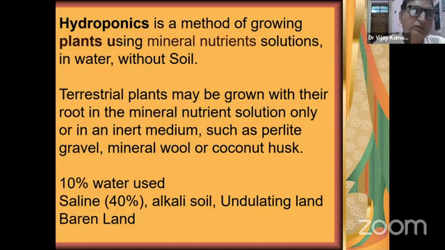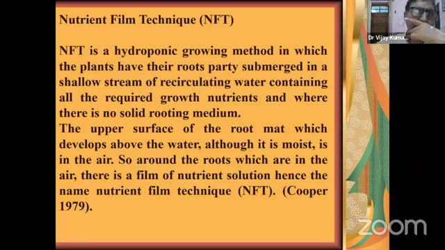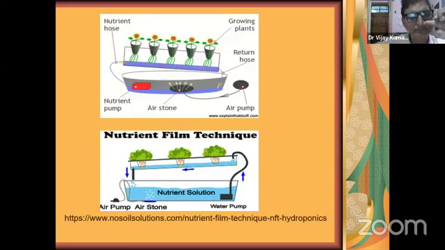So there, growing the plant with hydroponics will be very useful because only 10% of the water is used. So in saline, alkaline soil or undulating land, barren soil, this technique is very useful. Moreover, we will be improving fertilizer use efficiency a lot. As I describe all this, see how the nutrient solution goes to the plant after circulation.